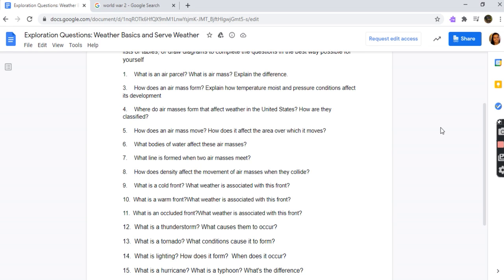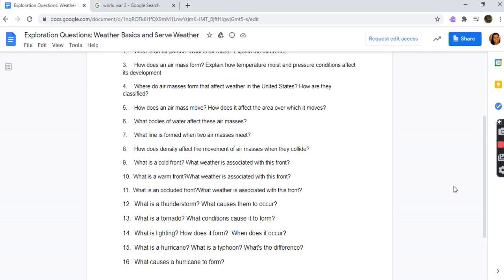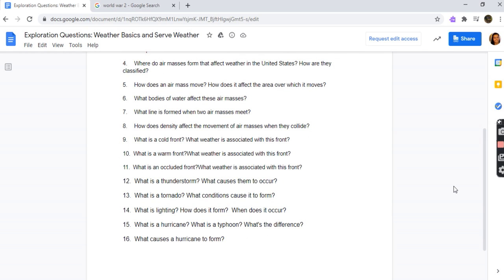What line is formed when two air masses meet? How does density affect the movement of air masses when they collide? What is a cold front? What weather is associated with this front? What is a warm front? What weather is associated with this front? What is an occluded front? What weather is associated with this front?